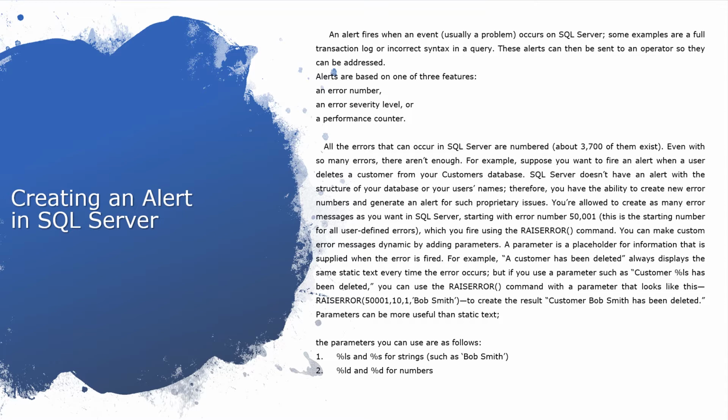Alerts are based on one of three features: an error number, an error severity level, or a performance counter. All the errors that can occur in SQL Server are numbered; about 3,700 of them exist. Even with so many errors, there aren't enough.